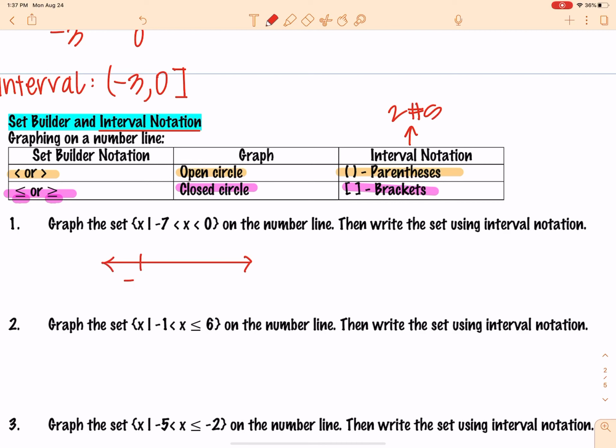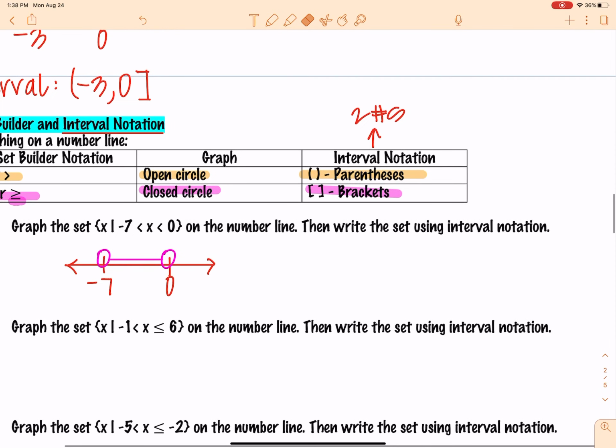You don't have to do all the numbers in between. Pay attention to these symbols. They're going to tell you if it's open or closed circles. So these are both open because it doesn't have the equal to part on it. And then you just fill in all the space. I just like to make a line, but you just have to show that you're filling in all the space in between -7 and 0.